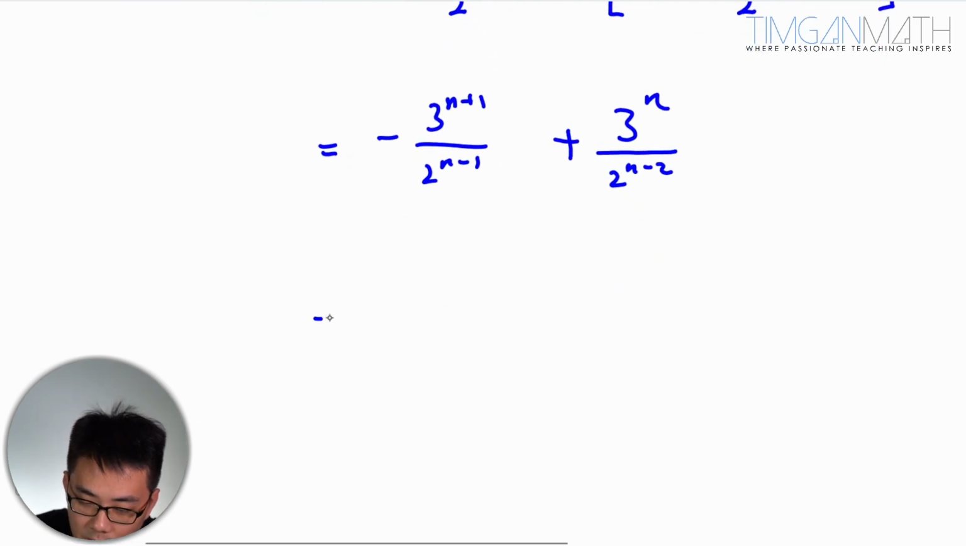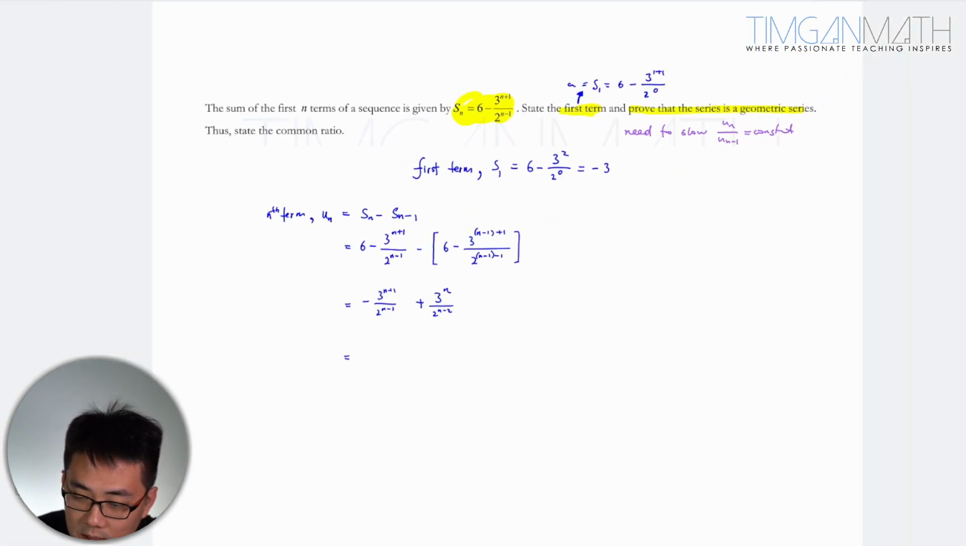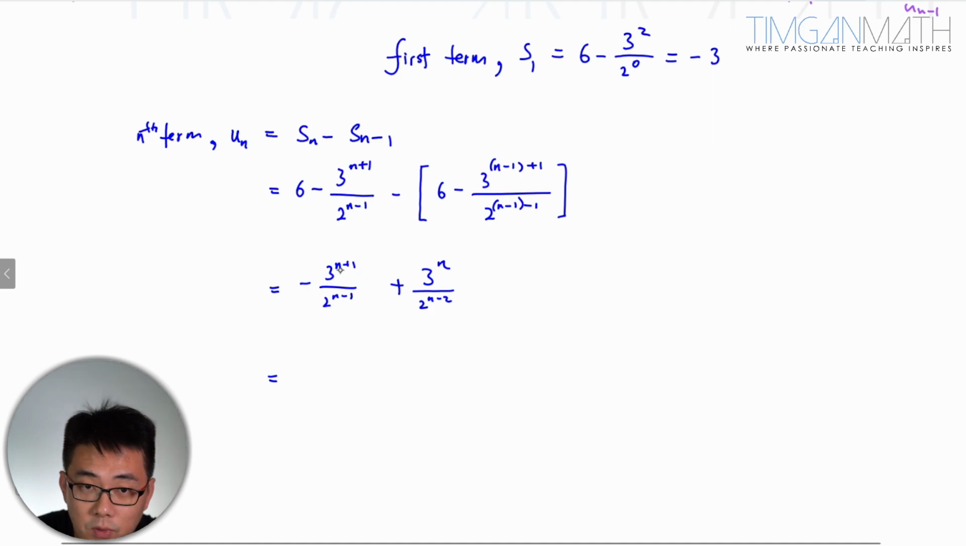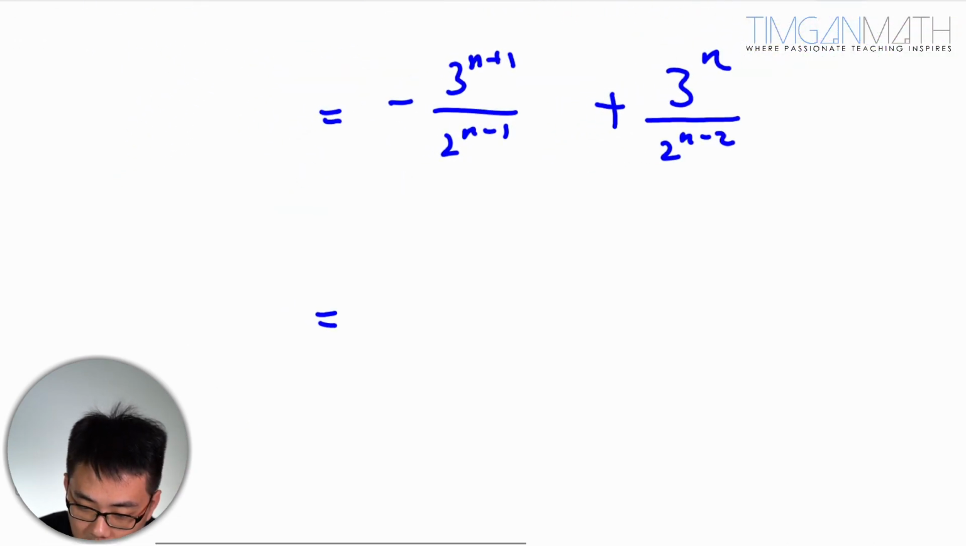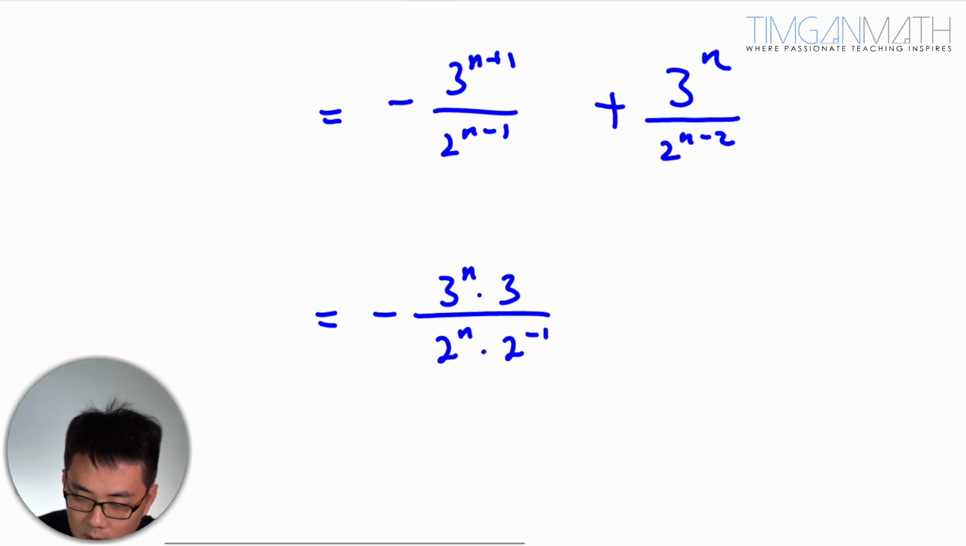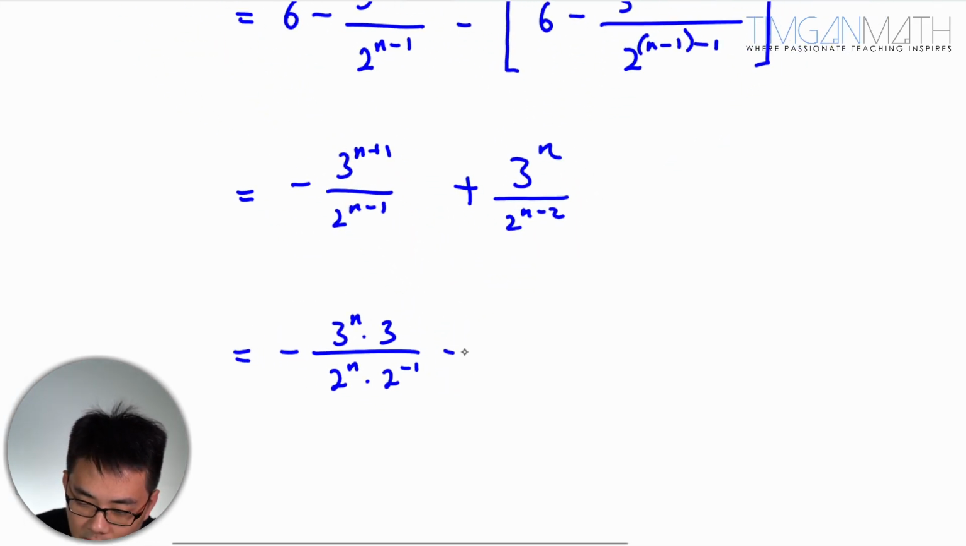Just separate it out. This is just indices here. So this is 3n times 3, and this is 2n times 2 to the power minus 1. Just slowly do it. So this will be minus 3n times 3 over 2n times 2 minus 1. Then this one here, same thing. This is 3n over 2n times 2 minus 2. Slowly. Maybe I just do this as 3n.